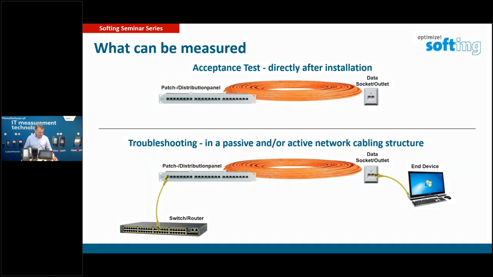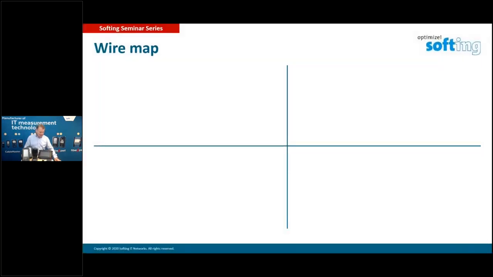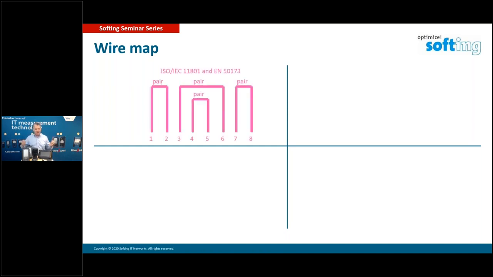So how can we do that? And what should we do first in this case? The first basic test is definitely to check if the wire map is okay. And how does the wire map look? That's really easy. We have this pair constellation related to the RJ45, which means that one pair is built by pins 1 and 2. The next pair is 3 and 6, and then it goes to 4 and 5, and 7 and 8.